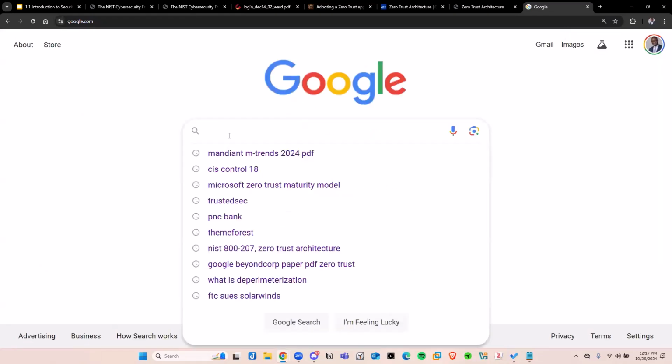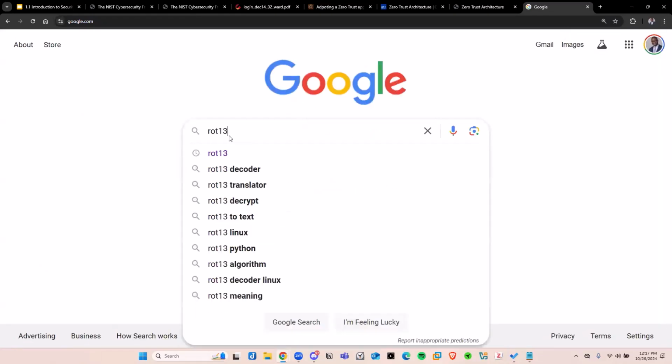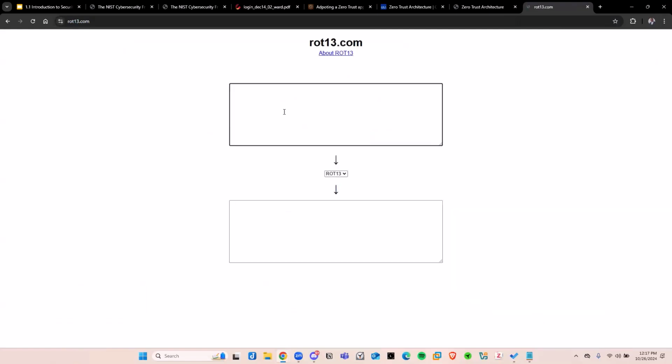All right, let me start with encryption. So let's go to ROT13. I'm going to demo this quickly here for you so it makes sense. Encryption is when you're taking something you can understand and turning that into something that you cannot understand. So ROT13 is one of the algorithms that we use for doing encryption.